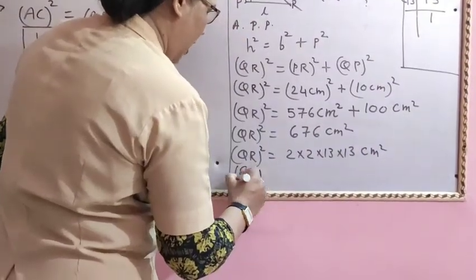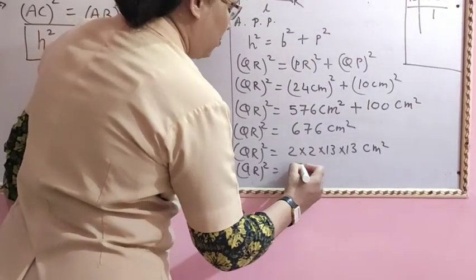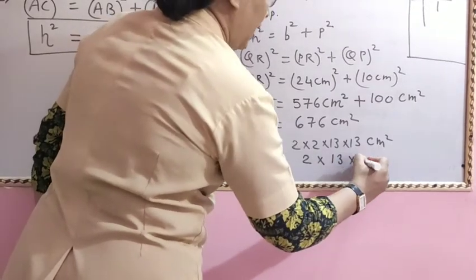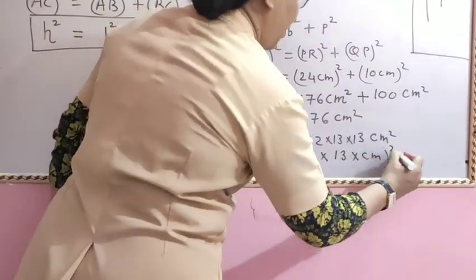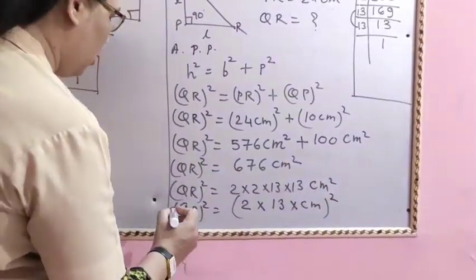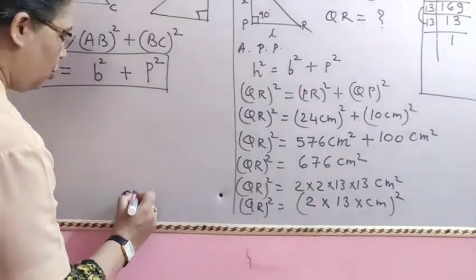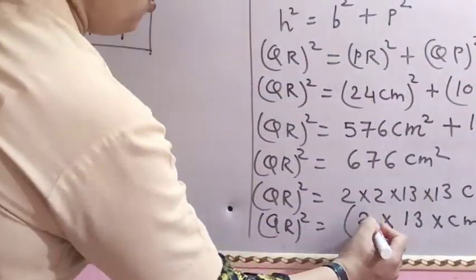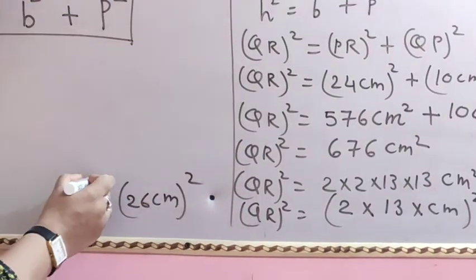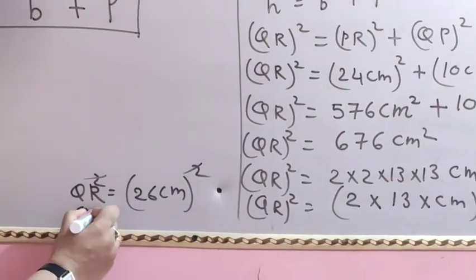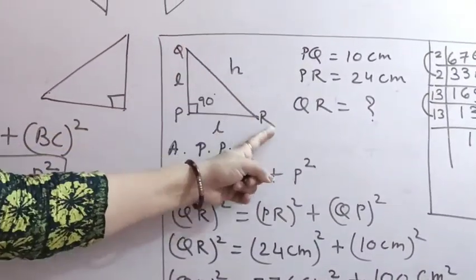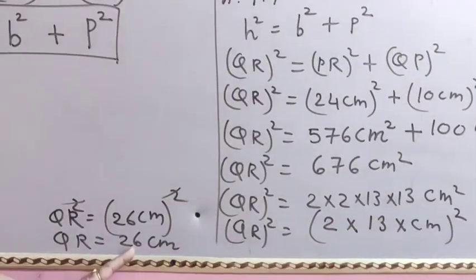So QR square equals 2 times 13 and 2 times centimeter, whole square we have to write. It means it is 2 square also, 13 square also, centimeter square also. So finally what are we getting? QR square equals 2 into 13, 26 centimeter whole square. Now the square you can cancel. What is left? QR equals 26 centimeter. It means the length of this side QR is 26 centimeter.